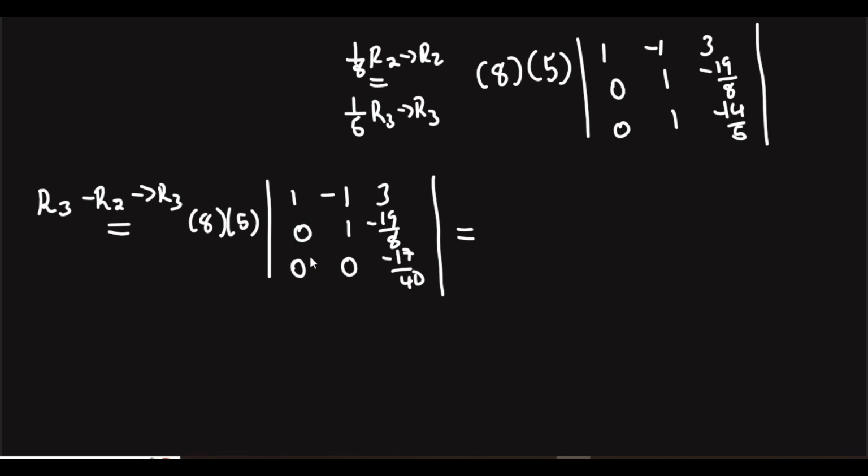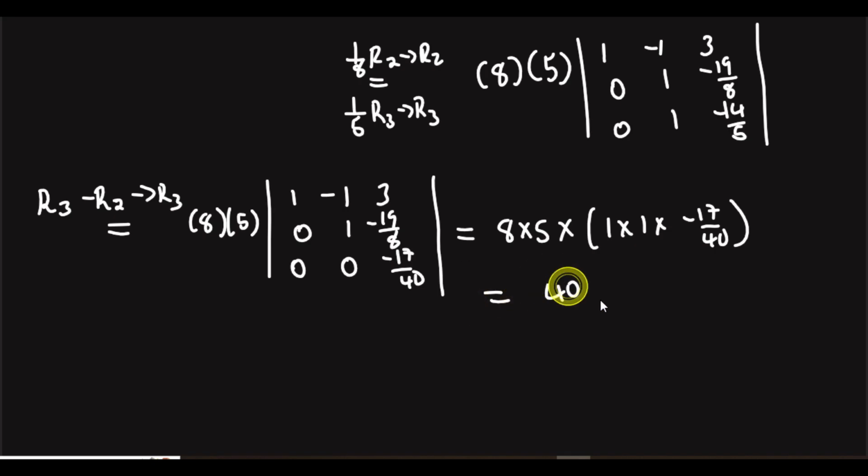A triangular matrix. So from here I can calculate the determinant of this triangular matrix and multiply it by this factor. So I would have 8 times 5 multiplied by, remember, the determinant of a triangular matrix is the product of the diagonal entries. The diagonal entries are 1 multiplied by 1 multiplied by negative 17 over 40. 8 times 5 is 40, and then here we have negative 17 over 40. Here 40 cancels 40, and we are left with negative 17.